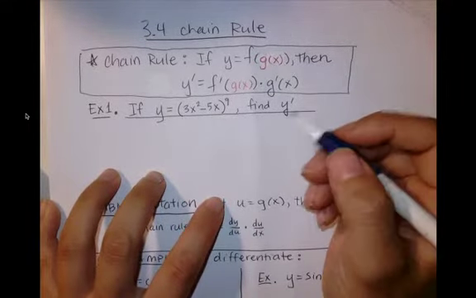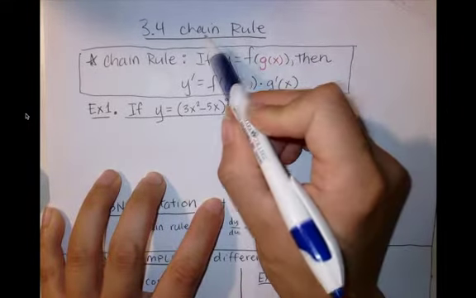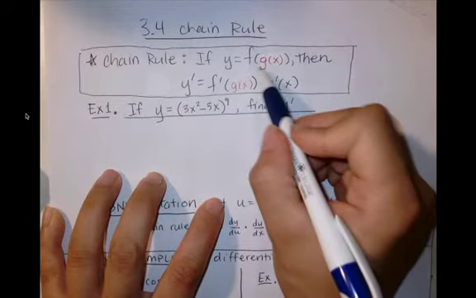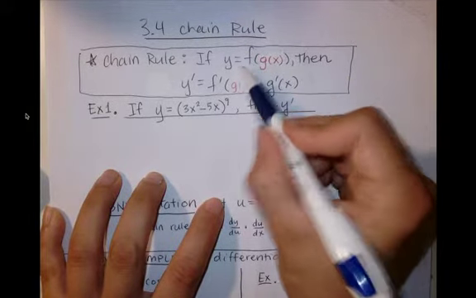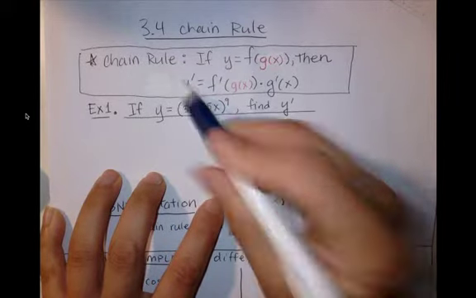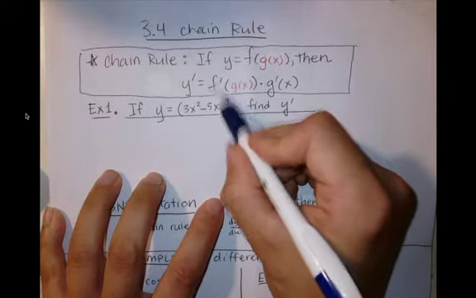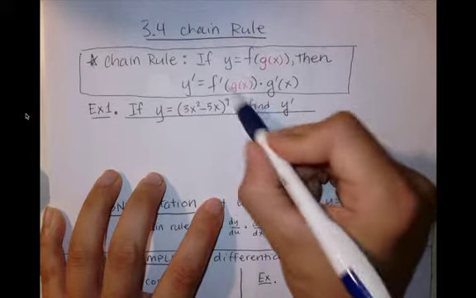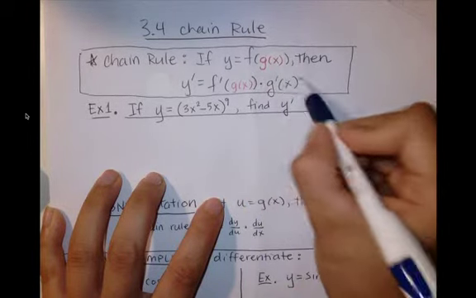Section 3.4 is about the chain rule. The chain rule allows us to differentiate a composition of two functions, and the chain rule says that the derivative of a composition is the derivative of the outside function composed with the inside function times the derivative of the inside function.